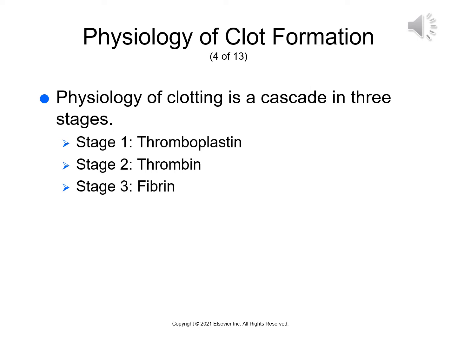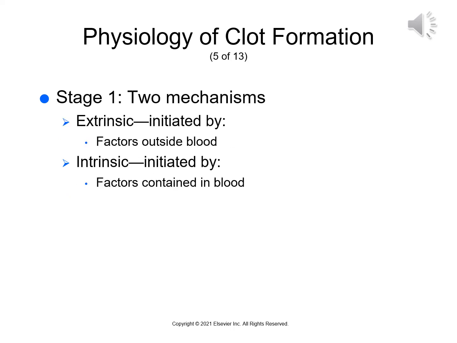Yes, and so fibrin is a mesh of protein threads, which is a net that traps blood cells to form a clot. Okay, so stage 1 involves two different mechanisms for the formation of thromboplastin, the extrinsic pathway and intrinsic pathway. Okay, so again, the two mechanisms or pathways. So this is the first stage of blood clotting. So both pathways, the extrinsic and intrinsic listed here, both form thromboplastin, but the intrinsic pathway is much more complicated.